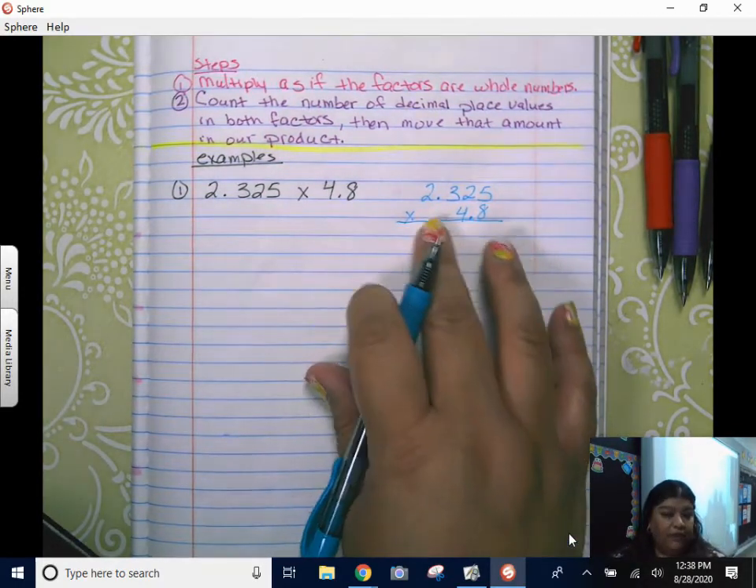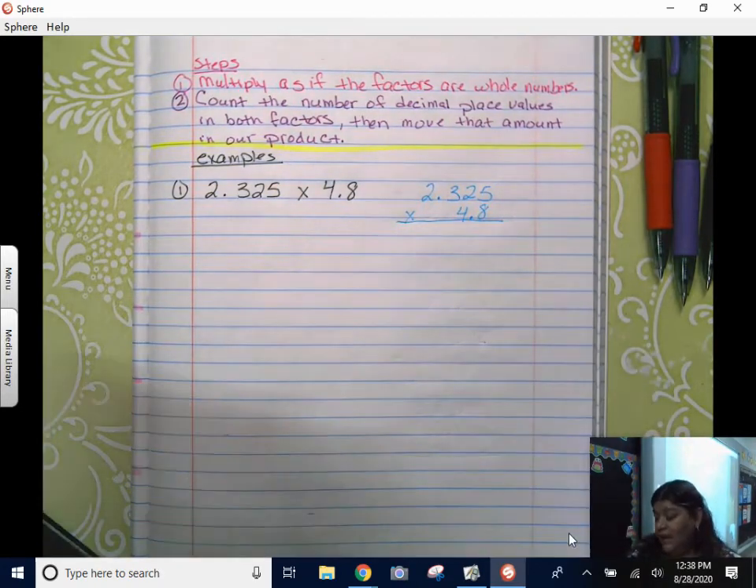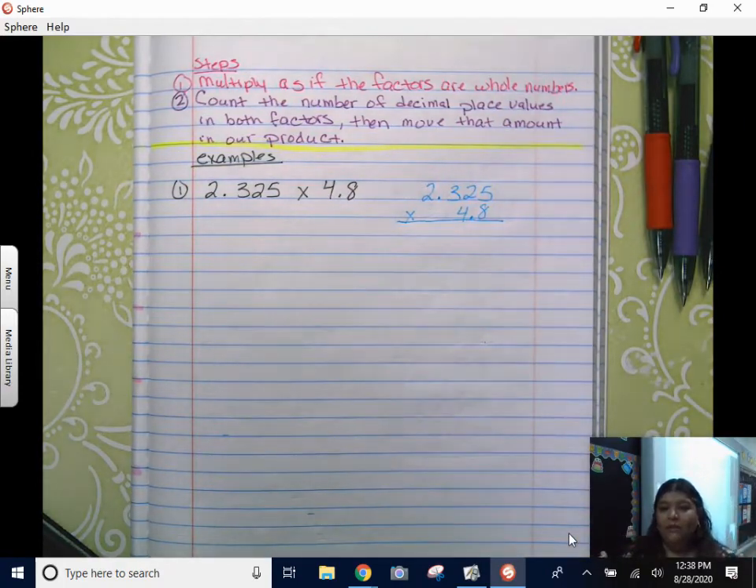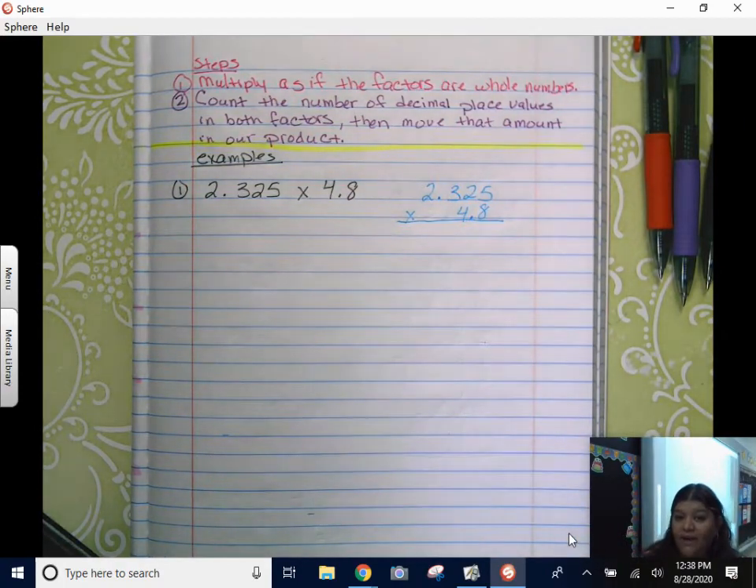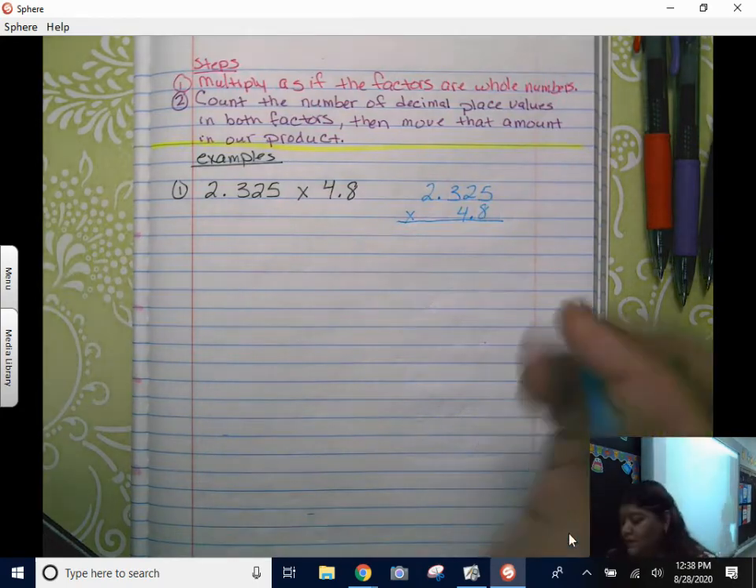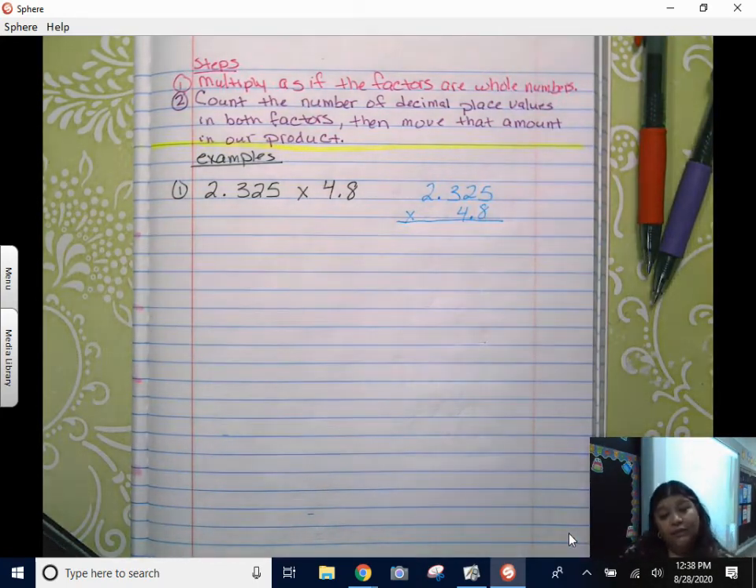You just go ahead and flush everything to the right, okay? Because remember, we're multiplying these as if the decimals aren't even there. So I want you to imagine you're really multiplying 2,325 times 48. That's the first step in doing this, okay? So again, do not line up your decimals. Skip that step, because if you do that, you give yourself a lot more work. We want to do the least amount of work possible here, okay? So, like I said, we're going to pretend I'm doing 2,325 times 48.